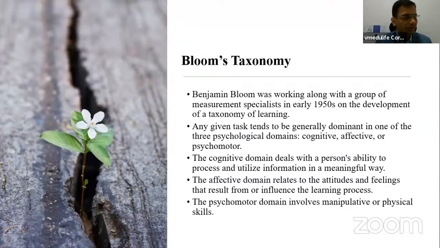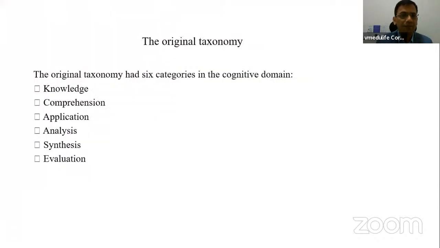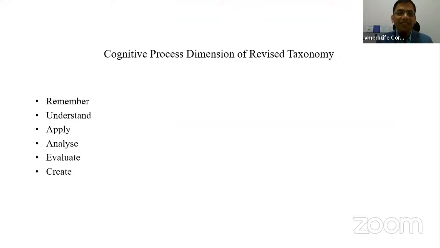The majority of our focus is on the cognitive type of learning. This cognitive learning is segregated into knowledge, comprehension, application, analysis, synthesis, and evaluation. This is the original Bloom's taxonomy under the cognitive domain, and nowadays we are utilizing the revised version. And what is the revised version of this taxonomy?